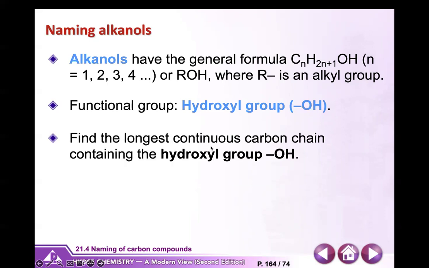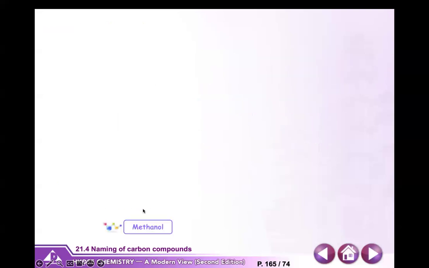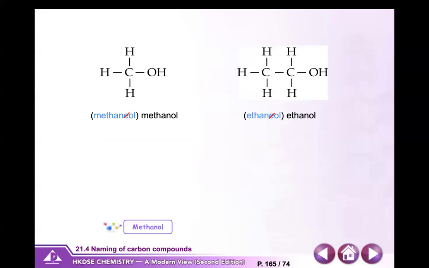We need to find the longest continuous carbon chain containing the hydroxyl group, the OH group. That is the parent chain, that is the root. Then we just change the last letter E of the name to OL. So we omit the E and change to OL, then it will be alkanol. That's why we have methanol. Starting with the word methane, we omit the E and add OL: methanol.